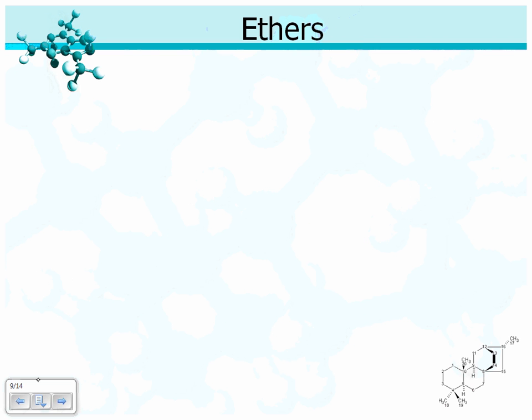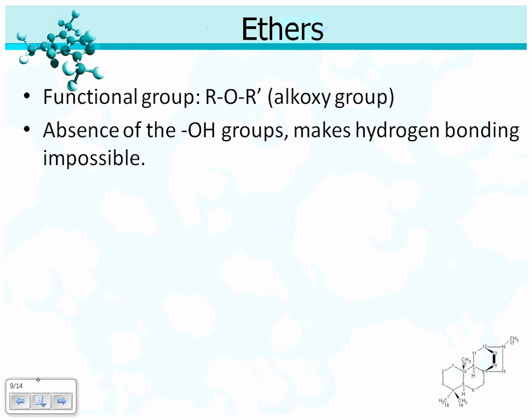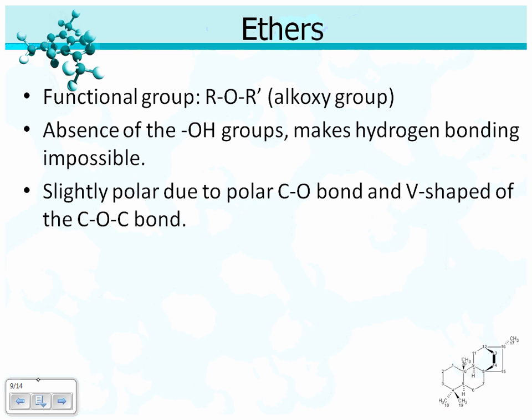All right, ethers. The functional group in this case is ROR'. That means you have one chain on one side of the O and a different chain on the other side of the O. There's an absence of OH groups. So in this case, the O ends up being between 2 carbon atoms. That means if we don't have an OH, we cannot make hydrogen bonds. So it's slightly polar due to the carbon-oxygen bond. The carbon-oxygen-carbon bond, that COC bond, is going to be V-shaped or bent. So we do have a little bit of polarity there.